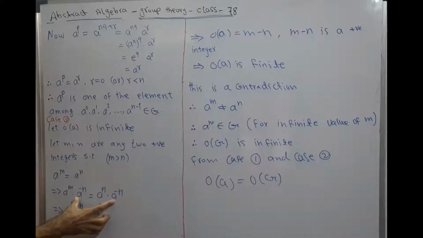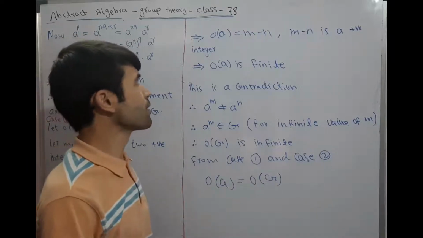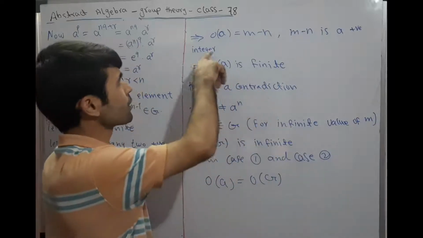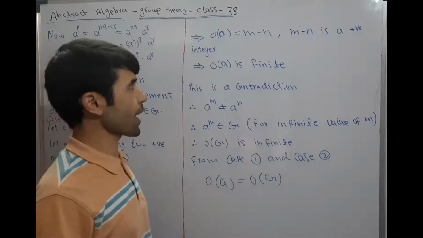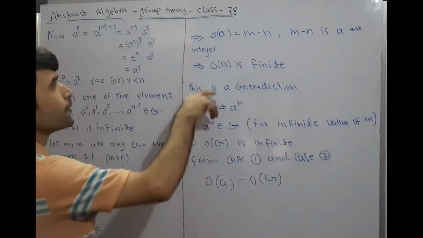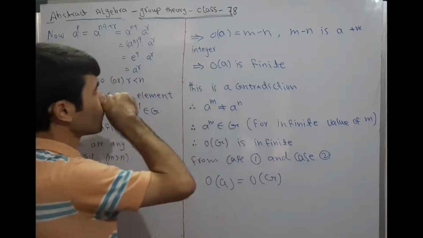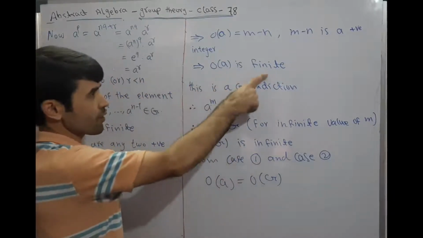Multiplying both sides by a to the power minus n, this implies a to the power m minus n is equal to a to the power 0, which is equal to e. This implies the order of a is equal to m minus n. M minus n is a positive integer. This implies the order of a is finite.